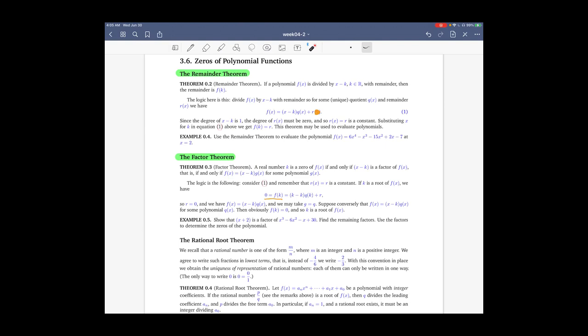In example 5, we are asked to show that x plus 2 is a factor of this cubic polynomial. Then we need to find the remaining factors and use these factors to determine the zeros of this polynomial. Now let's start with the first question. Show that x plus 2 is a factor of this cubic polynomial. This could be done in two ways.